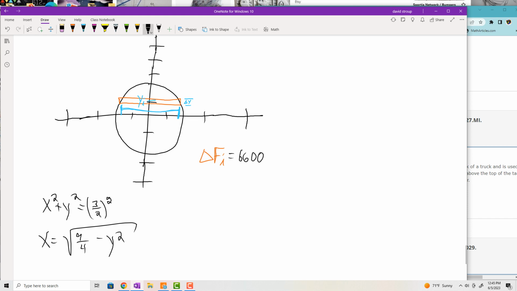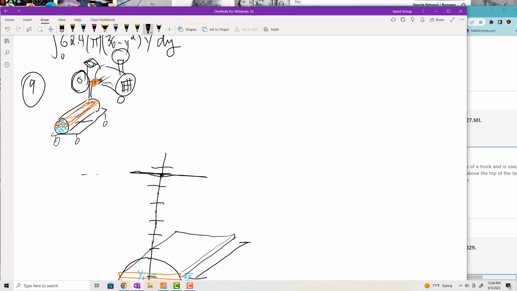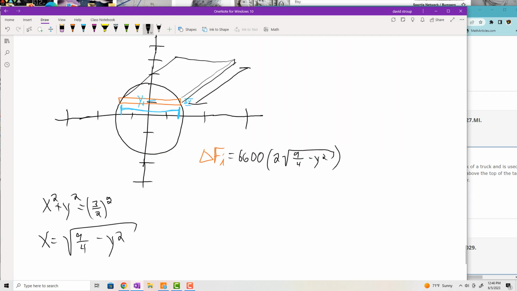So, all right, so what do we have? That will be 2 times the square root of 9/4 minus y squared. Then we also need the length, because what this object represents is actually this wedge, right? So this distance right here is given as 4 meters long. So it's a cylindrical tank, 3 meters in diameter, 4 meters long. So this distance here is 4 meters.